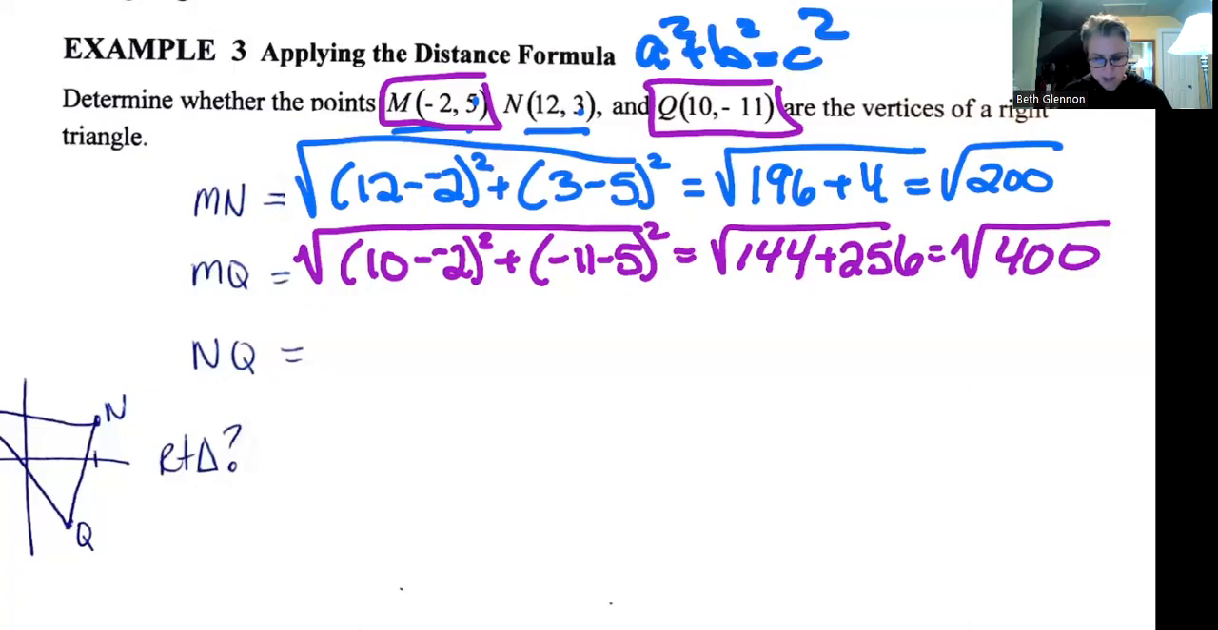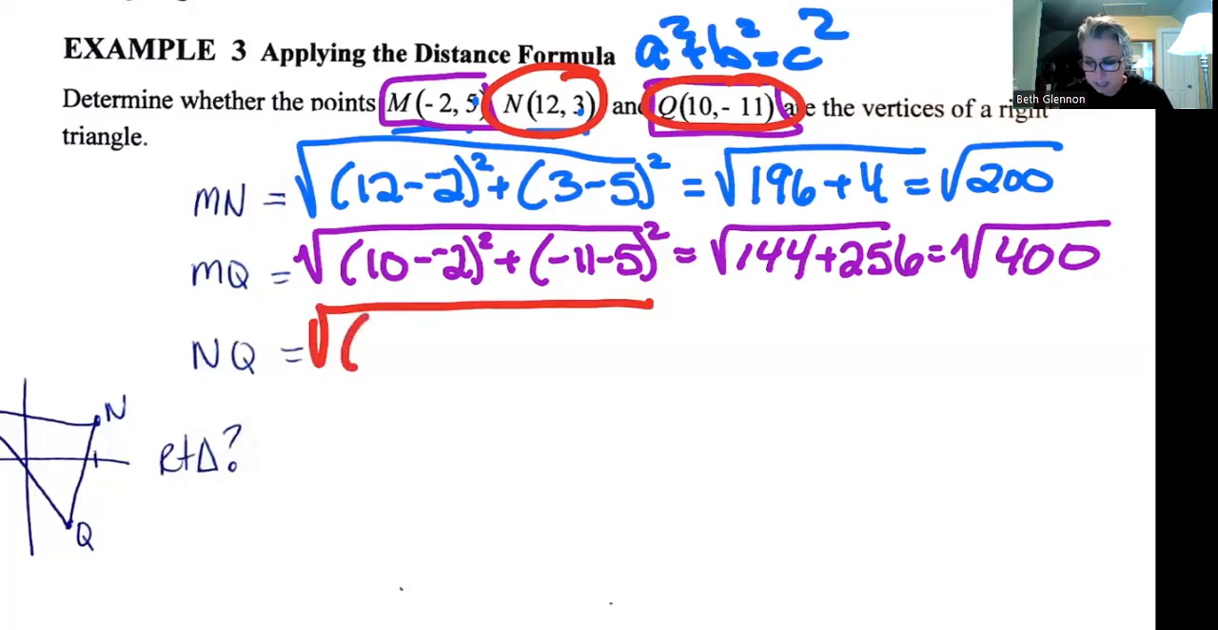All right. Let's go ahead and switch colors here. Let's make it red. So now I'm going to work with N and Q. Okay. So highlight those two. So we're going to take the square root of, I'm going to take the difference of the x's.